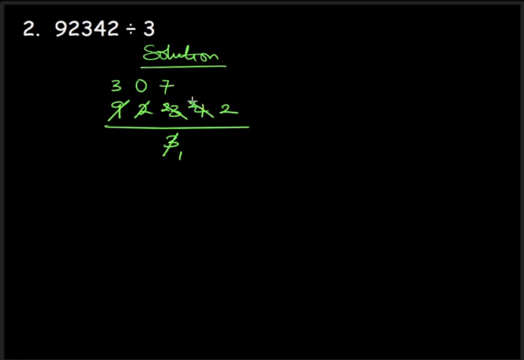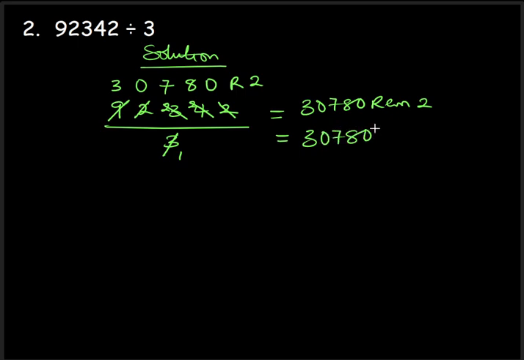3 into 24, that will be 8. There's no remainder there. So 3 into 2, 3 is bigger than 2, that will be 0. And then 2 becomes the remainder, so remainder 2. So our answer here will be 30780 remainder 2. Or we put it in fraction, which is 30780 and 2 all over 3. That's the short division. So let's pick one under long division.